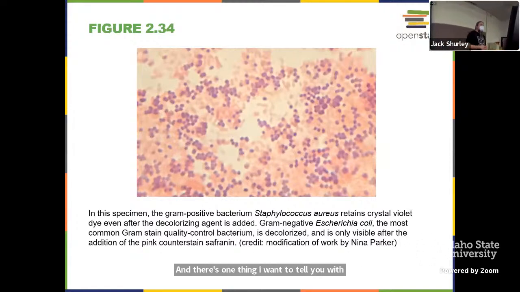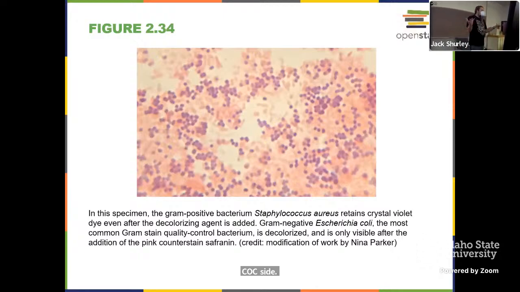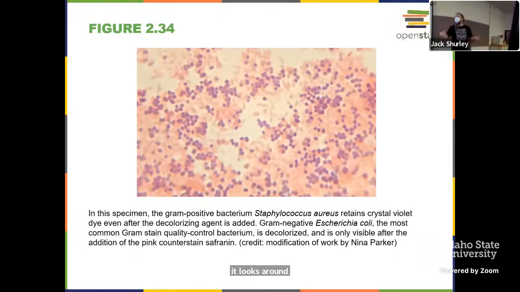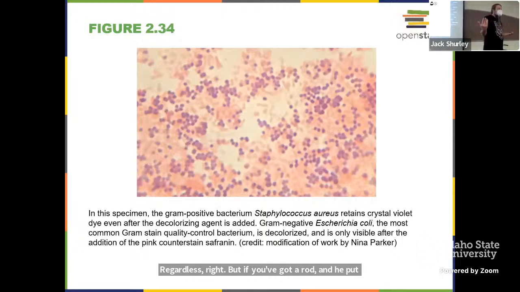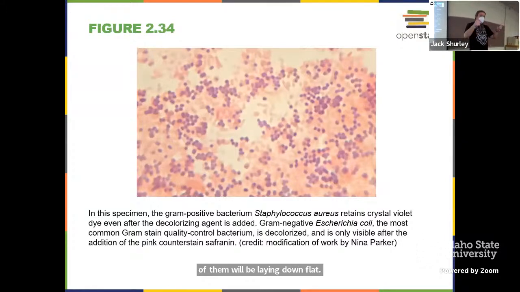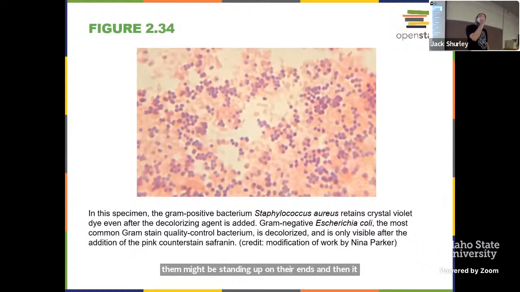The cocci, when they lay down on the slide, they're all a bunch of balls, right? So it's easy for them to just be there, and it doesn't matter which way that ball is on the slide, it looks round regardless, right? But if you've got a rod and you put it onto that slide, these things are super, super small, all right? You might expect, and probably so, the bulk of them will be laying down flat, right? So you would see these rod shapes, but some of them might be standing up on their ends. And then all you're seeing is the tip of it, a little teeny pinpoint of kind of pinkish color, right?